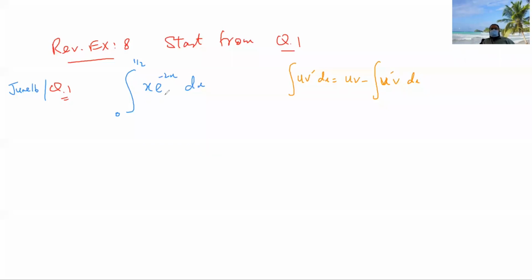Okay, now this is the question: x e raised to minus 2x. I have written down the formula to which we shall be integrating this. Now you must be very clear about which one of these two is going to be your u and which is going to be the v dash. Which one has to be u here and why?